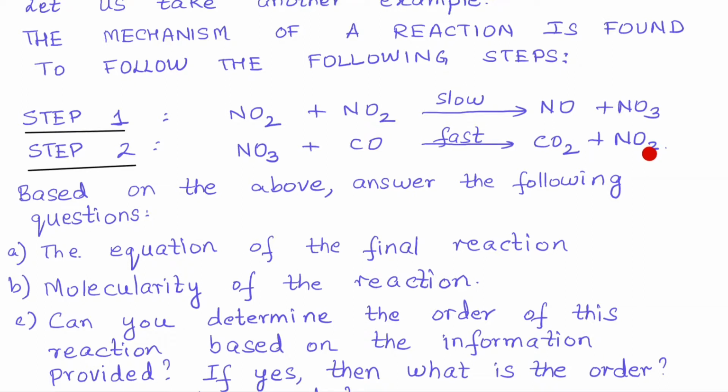Now both reactions are balanced, right? What do you have to see? Based on the above, answer the following questions. So first question is, what will be the equation of the final reaction? Look at the two equations carefully. I have not given you the final equation. What will be the final equation of this reaction? Of course, our NO and NO3 are intermediates which are being formed over here, right?